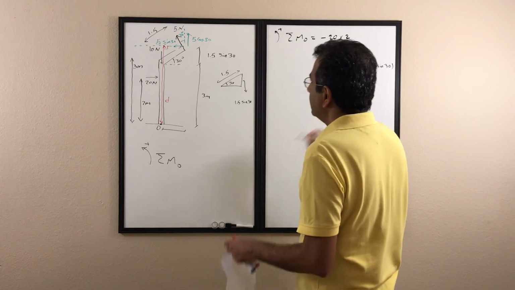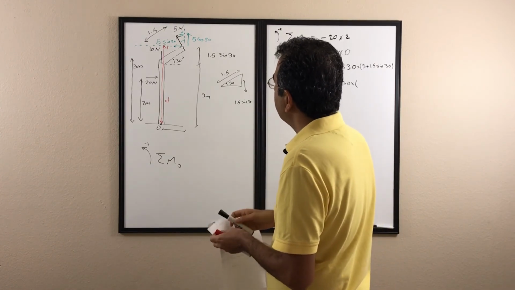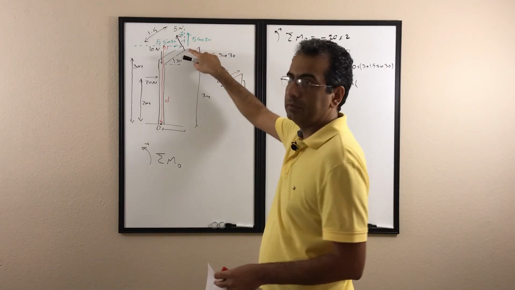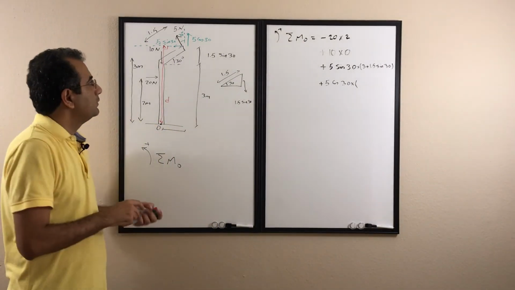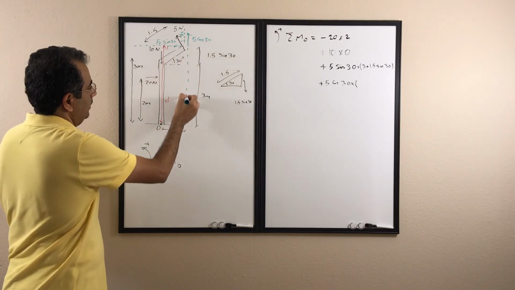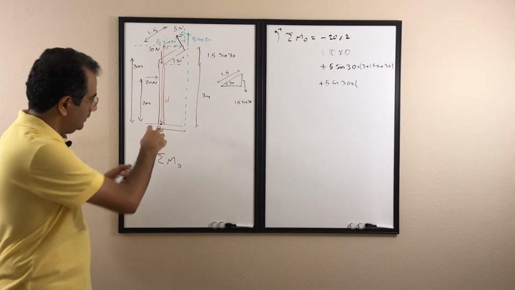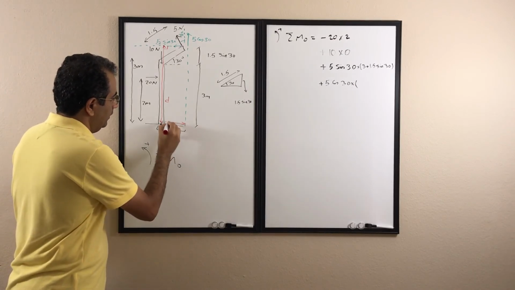And the distance, we need the distance from there. We cannot, again, connect from point O to the force. It's not the normal distance. We need the normal distance. To find the normal distance, we extend the line of action for that force. And if I extend the line of action from that force, this is going to be the distance I need.